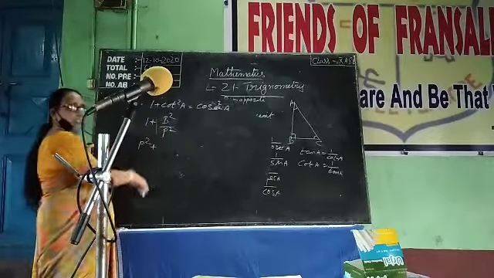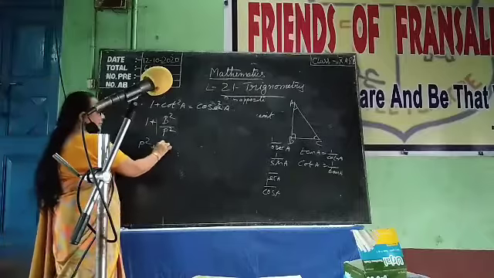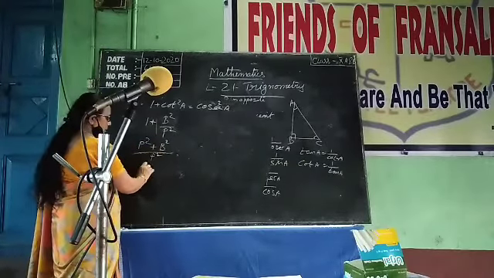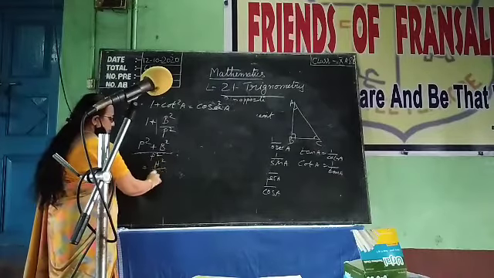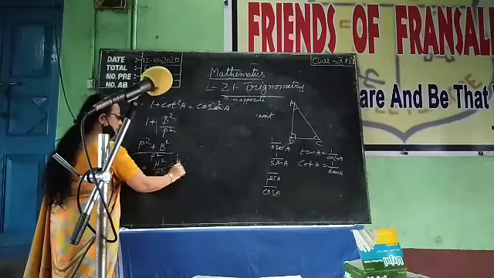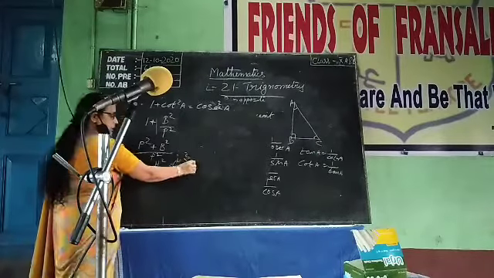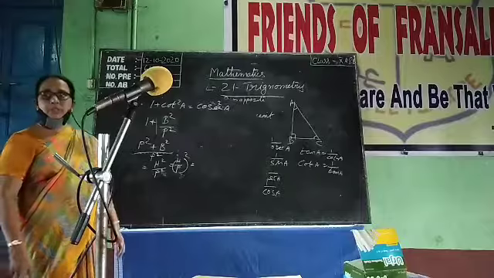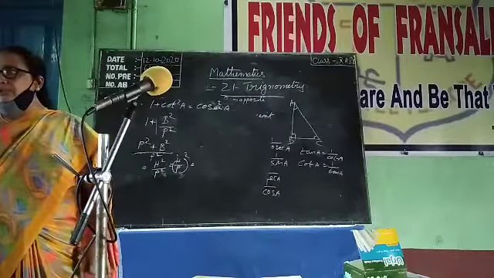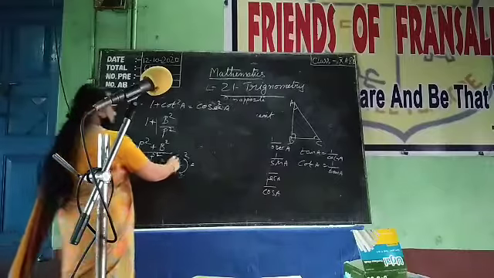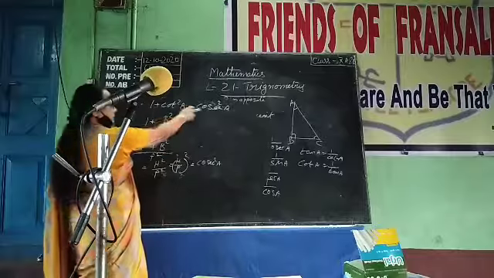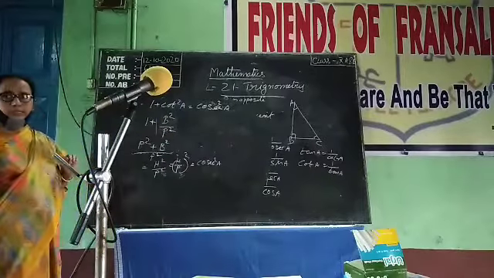By finding the LCM, we get (p square plus base square) divided by perpendicular square, which is the same as hypotenuse square divided by perpendicular square, which is the same as (hypotenuse divided by perpendicular) the whole square. Which ratio is hypotenuse divided by perpendicular? Cosec. Cosec is hypotenuse divided by perpendicular. So this is the same as cosec square. So 1 plus cot square A is equal to cosec square A.